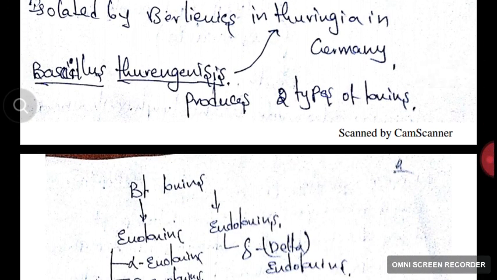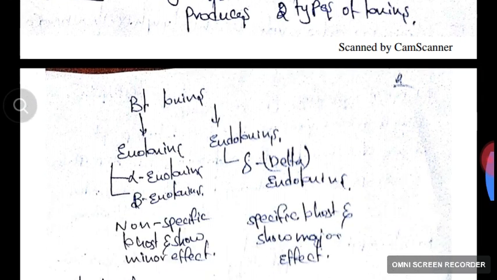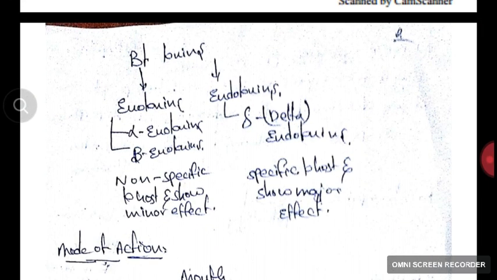Bacillus thuringiensis produces two types of toxins: exotoxins and endotoxins. The exotoxins are of two types, alpha exotoxins and beta exotoxins, and the endotoxins are delta endotoxins. Alpha and beta exotoxins are non-specific and show minor effect, but the delta endotoxins are specific to the host and show major effect.